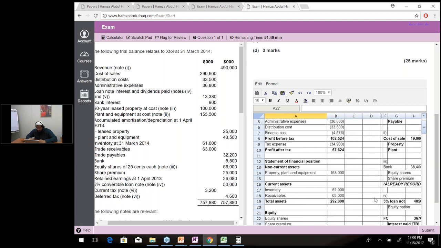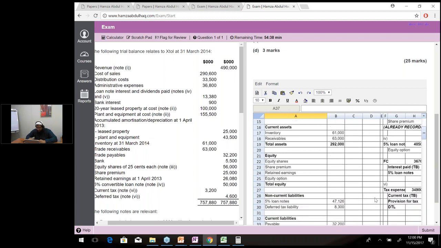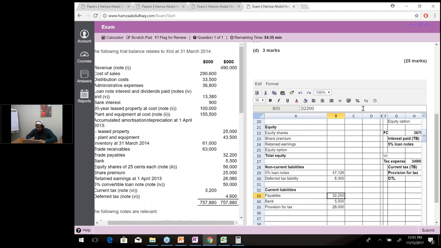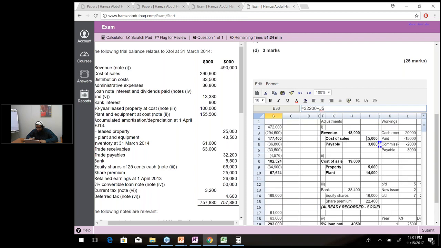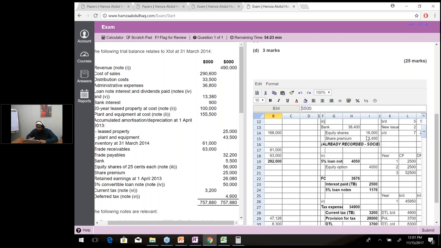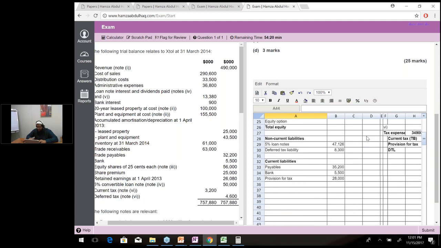So in the payables section, I'm going to write equals to 32,200 plus, and then I'm going to refer so that the examiner knows from where this value is coming. So now the payables are done. So if we write the total equity and liabilities, this is going to be the sum of all these, but right now we haven't written the total equity, so the value won't match.